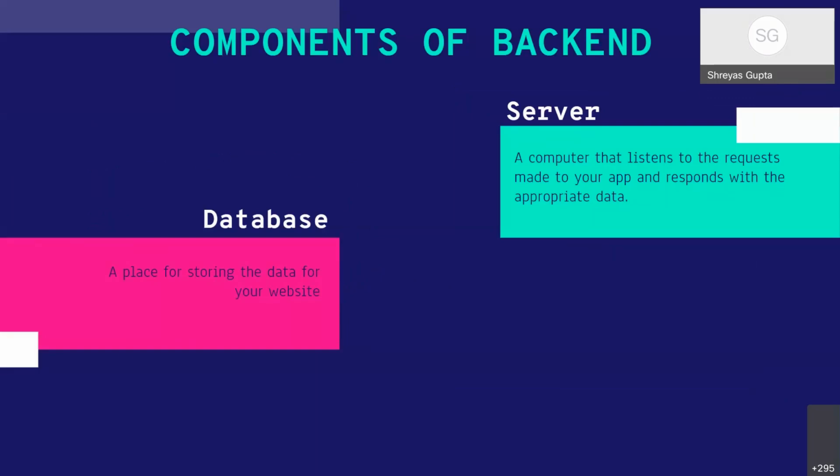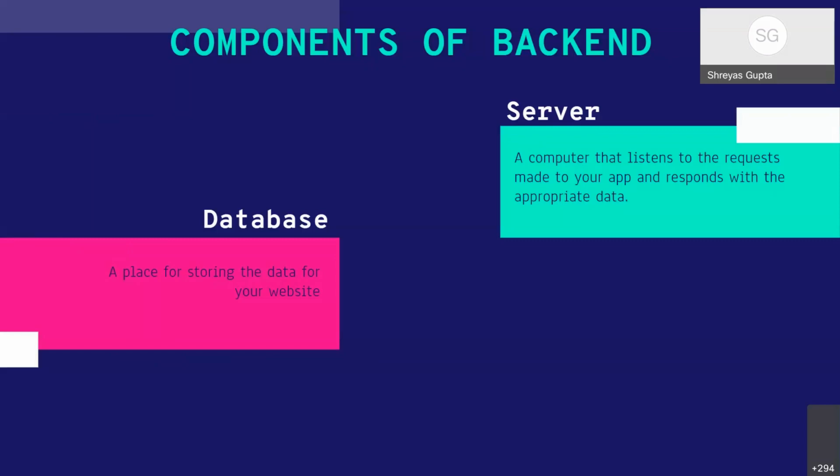So when your browser is sending a request to, let's say, shreyasgupta.in, I have a server which is basically an app which is listening for these requests. It hears that Anshul has requested some data. So my server will then appropriately respond with some data, right?